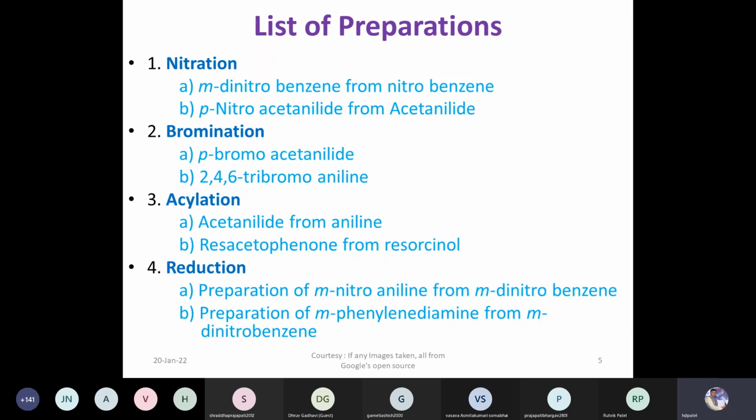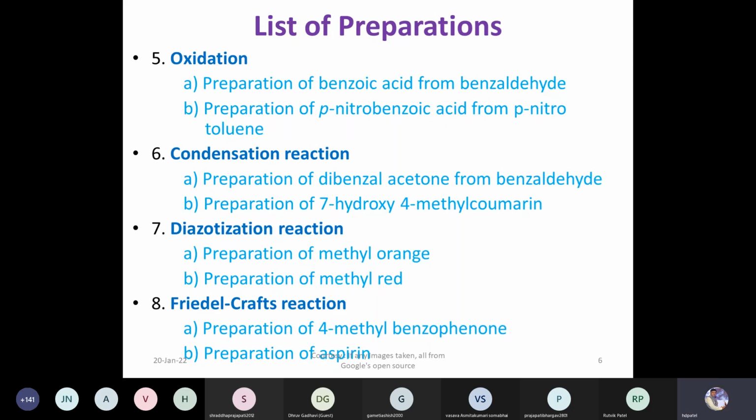Here are the types of preparations. In nitration, preparation of meta-dinitrobenzene from nitrobenzene, para-nitroacetanilide from acetanilide. Same way in bromination, acetylation, reduction, we have preparations. We have preparations in oxidation, condensation, then diazotization. In diazotization, preparation of methyl orange and methyl red. And the last one is Friedel-Crafts reaction. In Friedel-Crafts also we have 2 preparations. So today I will focus on nitration and diazotization reaction.